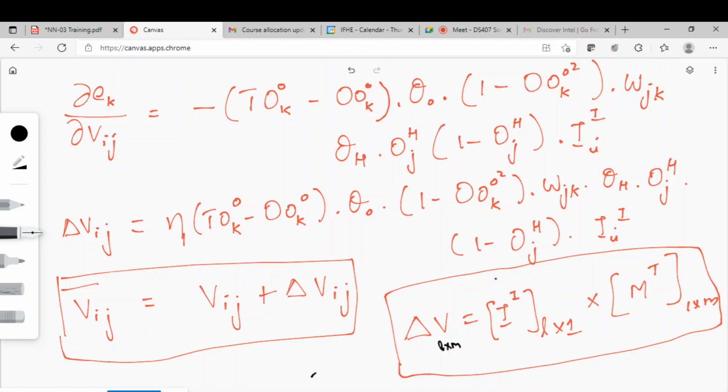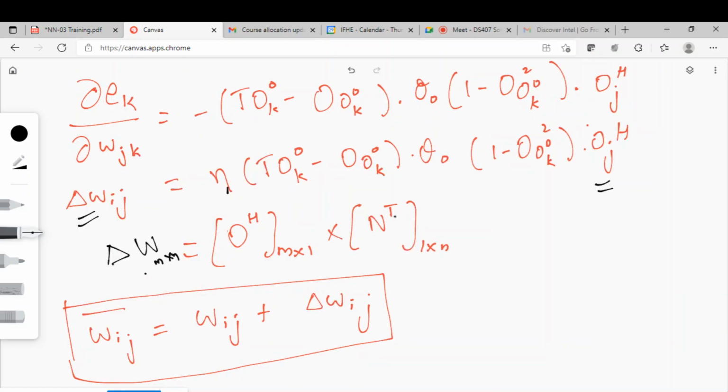This is one weight alone. So when you consider the entire W matrix, which will be of size m cross n, this is the output of the hidden layer, and this should be multiplied with the output of the output layer. In the output layer we have n neurons, so we are using this capital N symbol, and again we have to take the transpose of this. So this entire thing is represented here as n, and this alone is represented as O.